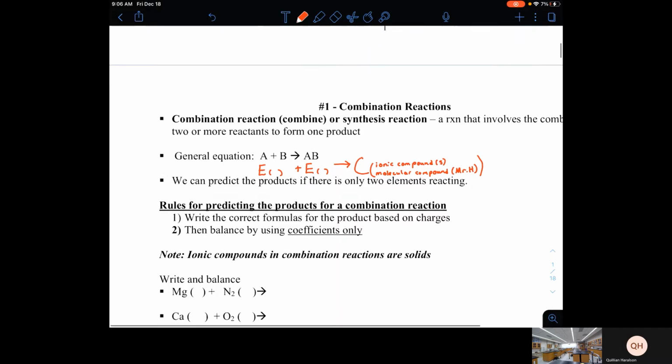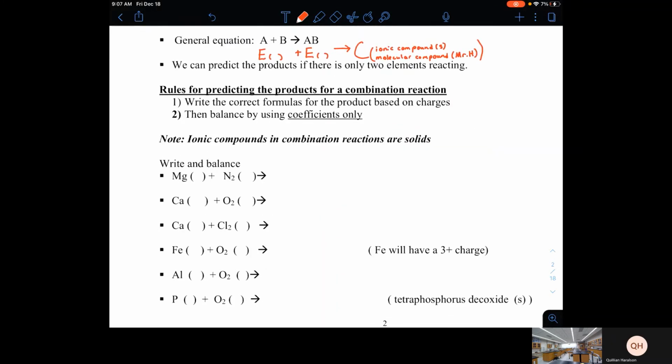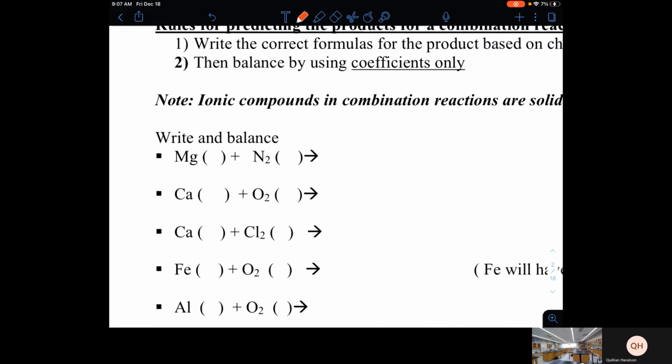So when we look at these examples down here, the very first thing you want to do is acknowledge that magnesium is a metal and nitride is a nonmetal. Therefore, I'm going to go to the periodic table and figure out what the charge of magnesium is going to be. When you look at the periodic table, you'll see that magnesium is a 2+ charge. And for nitrogen as an anion, it would be nitride, which is N3-.